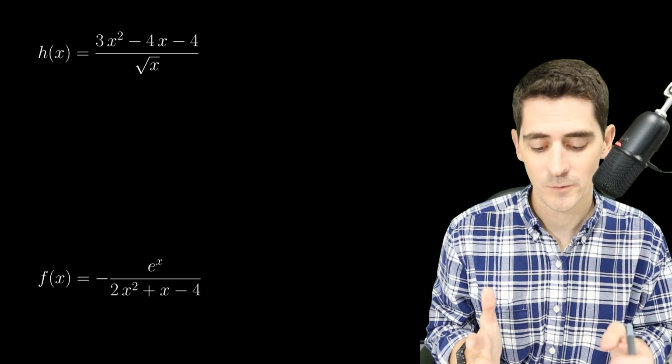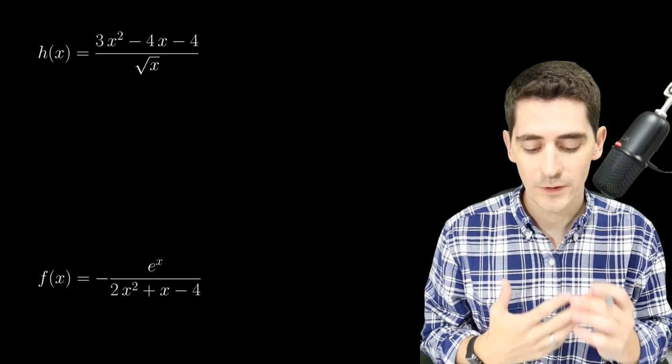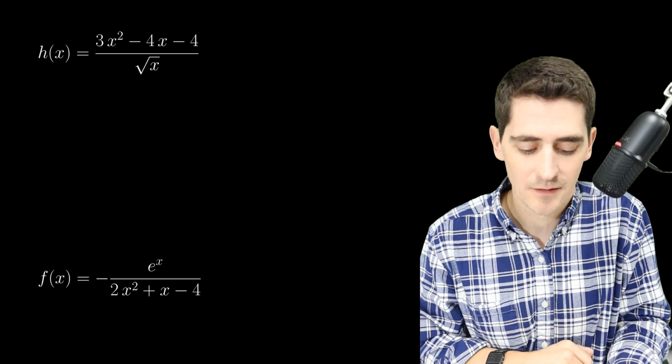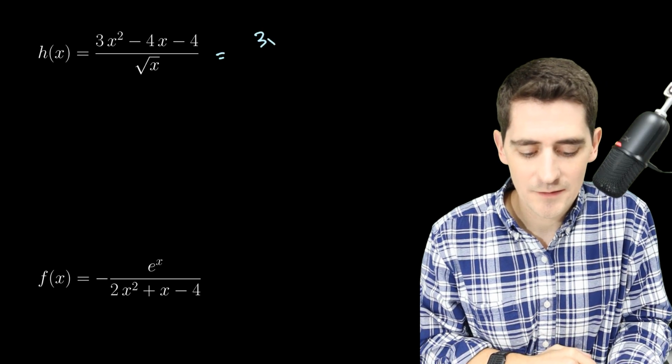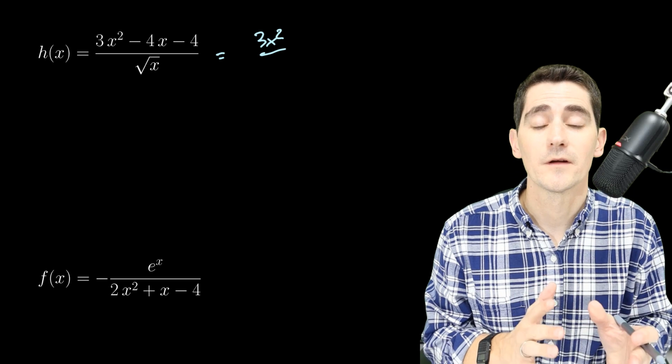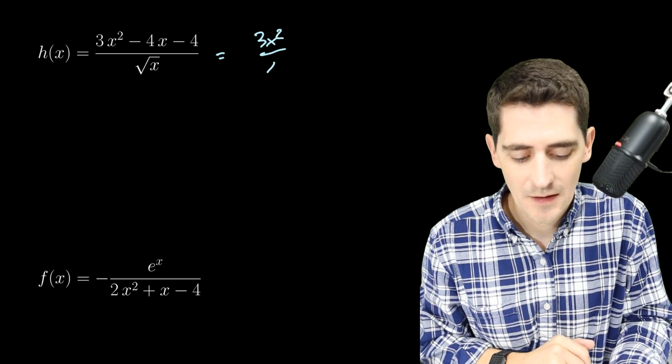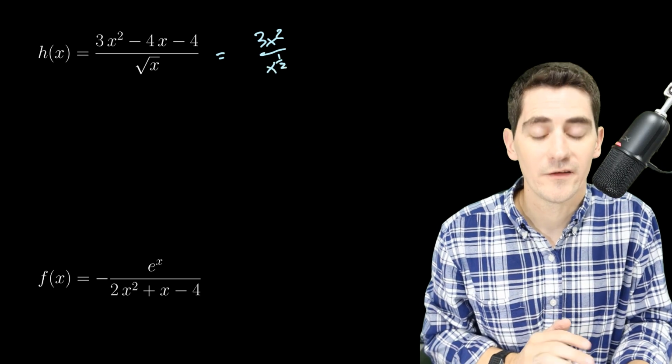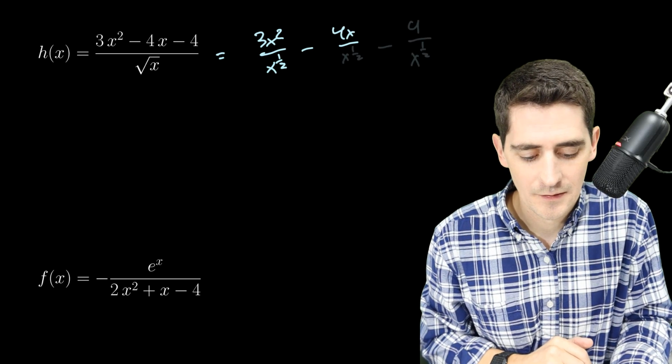We have options here, actually. We could use quotient rule, or we could apply a clever algebra trick. Because remember, I can break this up as three different expressions. This only has one thing in the denominator. And the square root of x is x to the 1/2 power. I think that's useful here.